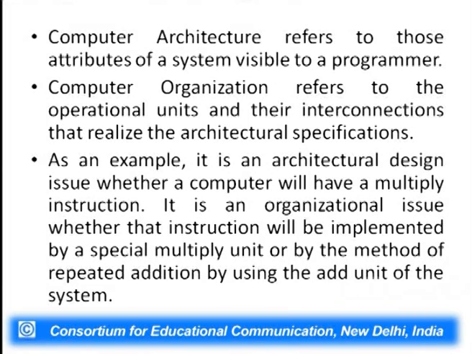Now basically, to explain it in layman's terms, an architecture is something that is visible to a person. Talking about the architecture of a building, we are able to see that the building has a ceiling, walls, and different artifacts. And organization refers to the brick and mortar that is used to build around this architecture. Now coming to computer architecture, it refers to those attributes of the system which are visible to the programmer, while computer organization refers to the operational units and interconnections that are used to realize these architectural specifications.